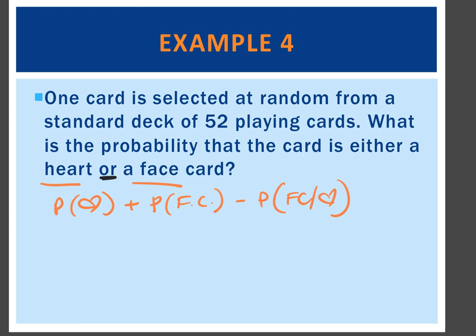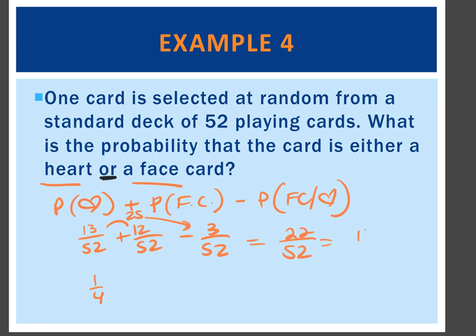So what's the probability of getting a heart? 1/4 or 13 out of 52? You could have done 1/4 and then seen if the denominators were all the same. How many face cards did we say there are? There's 4 jacks, 4 queens, 4 kings. 12. Minus, how many of those face cards have a heart on them? 3. So I get 25 minus 3, 22 over 52, or 11 out of 26.